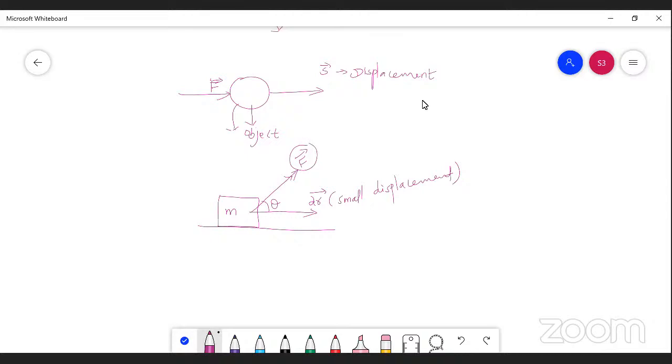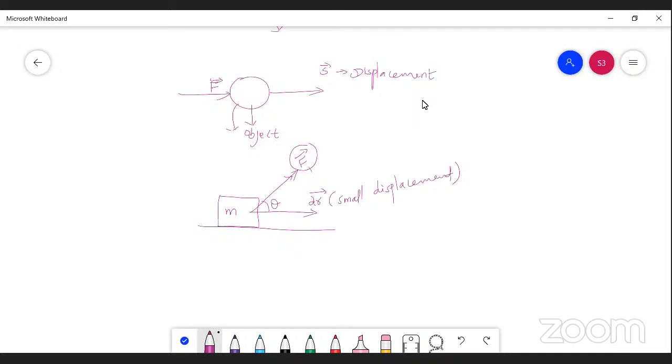How do we measure it? Already we know the definition of work. Work is said to be done by the force if the body moves along the direction of application of force. But here, the direction of application of force and the direction of small displacement make the angle theta with each other. How do we measure the work done by the force? See, the force vector makes the angle theta with this horizontal dr vector.